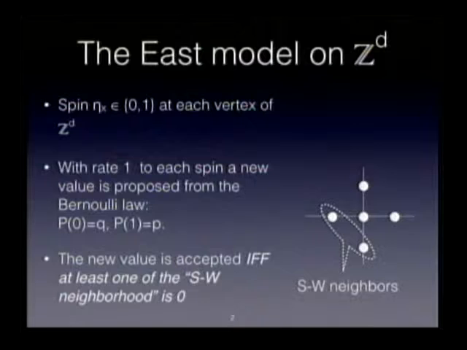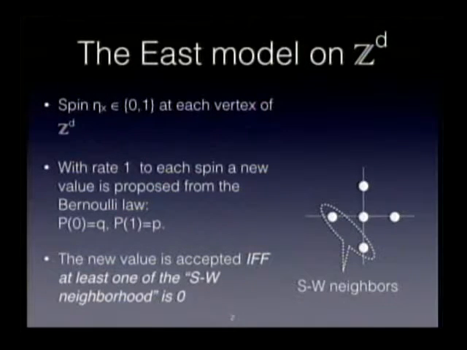And the chain goes as follows: with rate 1, to each spin, a new value is sampled from the Bernoulli law, which assigns probability P to 1 and Q, which is 1 minus P, to 0. Then the new value is accepted only if in the southwest neighborhood of the spin that you are trying to update you see at least one 0.